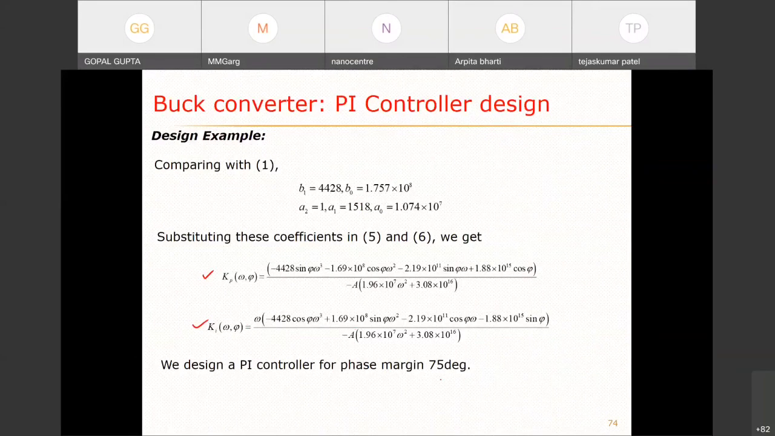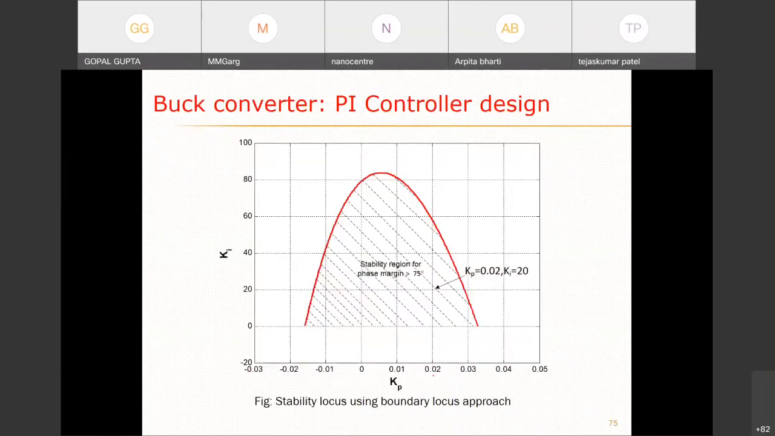What about the gain margin? Gain margin is infinity here, or very high gain margin, because this phase plot is not crossing the minus 180-degree line. So if it does not cross, there will be no phase crossover frequency, so there will not be any issue with the gain margin.